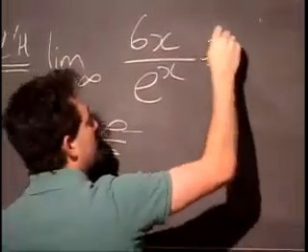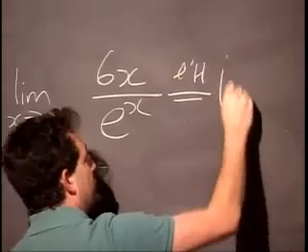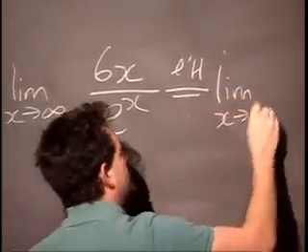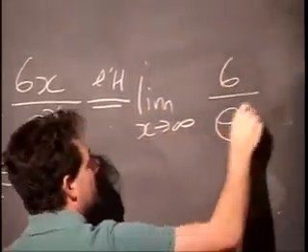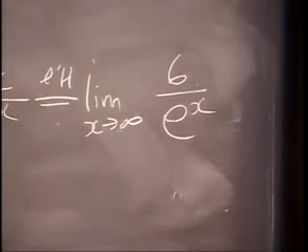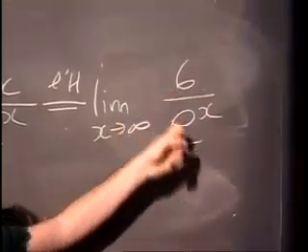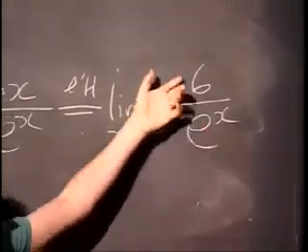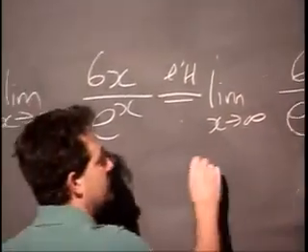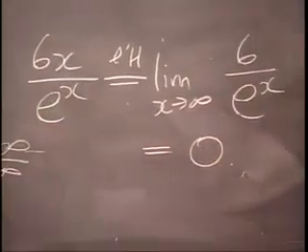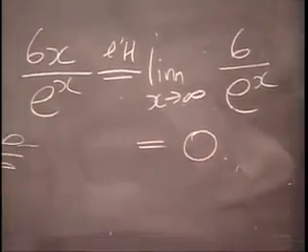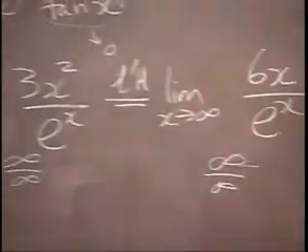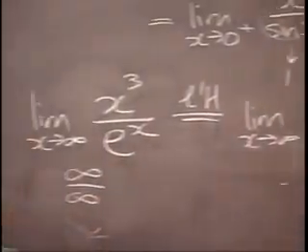So we'll use L'Hopital's rule for the last time, promise. And you get 6 over e to the x. Now you cannot use L'Hopital's rule because it is 6 over infinity. But of course, if you have 6 over a huge number, that limit is 0. So clearly this is going to work for any power of x, even x to the billion. You just have to use L'Hopital's rule a billion times.